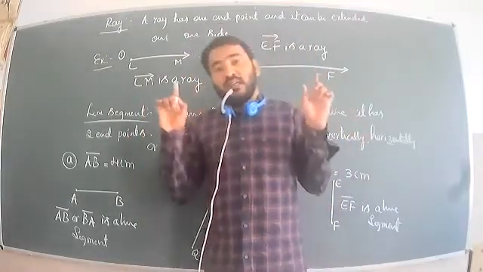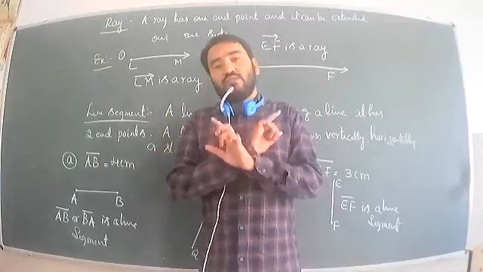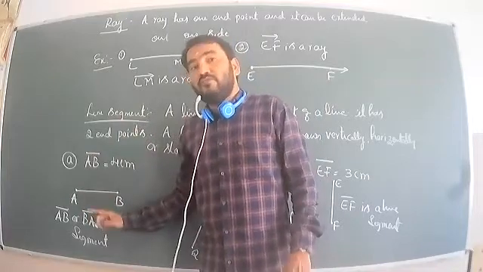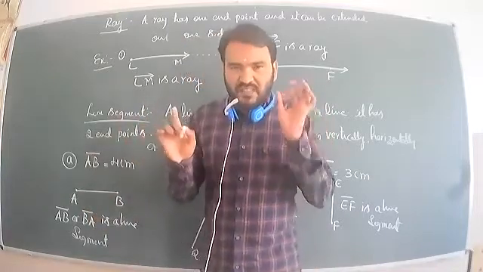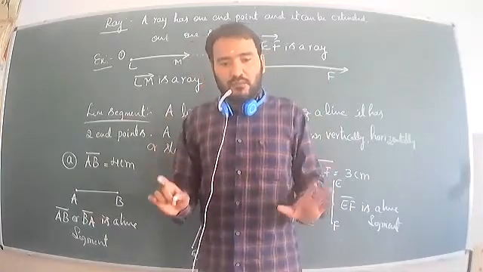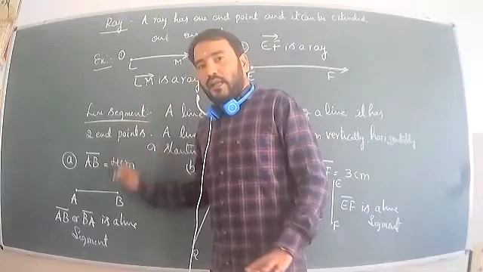A line can be extended on both sides. It has no fixed length. But a line segment has fixed length. A line segment has a perfect length. So we can measure it using the scale. We can measure it. So that is called a line segment.